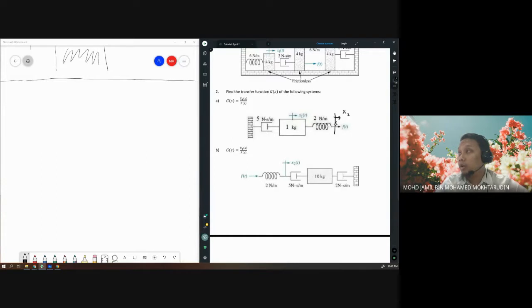So when you identify a new degree of freedom, then you can draw the free body diagram as usual. So let's start with x1.